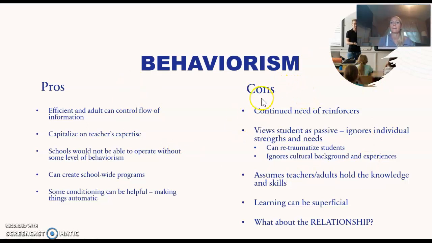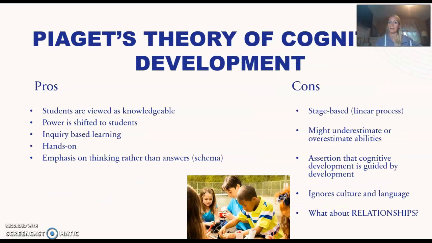So if we look at the pros and cons of these different approaches, this image shows it's much more teacher-centered, right? That's one downside: we are shifting power to the teacher, which in some circumstances can be helpful, but we know it's not always the best approach. We also know there's a continued need for reinforcers when you're using operant conditioning. Most importantly, it really views students as passive. It ignores individual strengths and needs. We know some of these approaches can re-traumatize students. It also ignores cultural background and experiences. It assumes the teacher and adults hold the knowledge and skills. Learning can sometimes be superficial. And what about relationships? You've talked about that in almost every set of discussion boards.